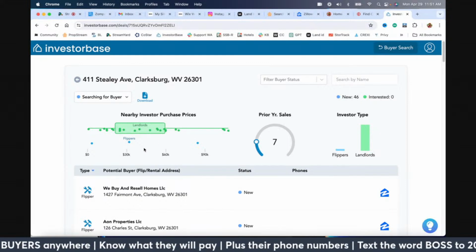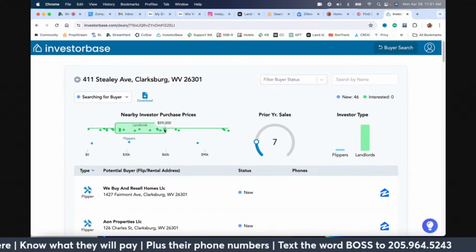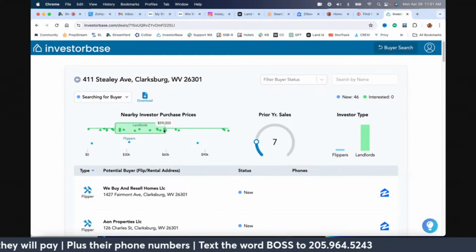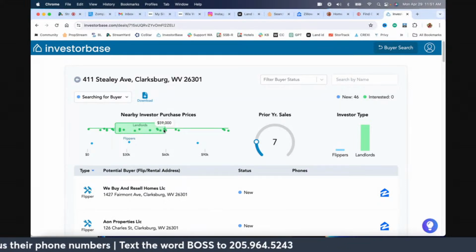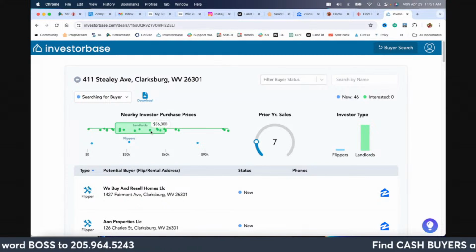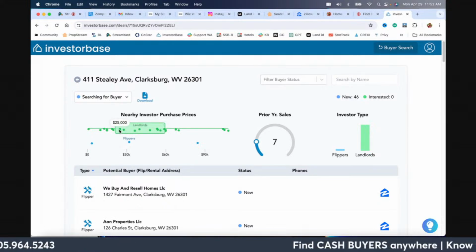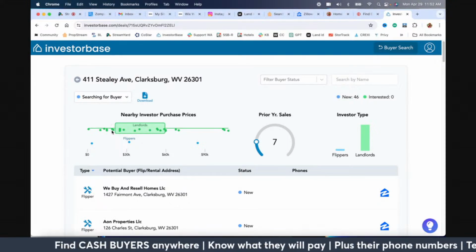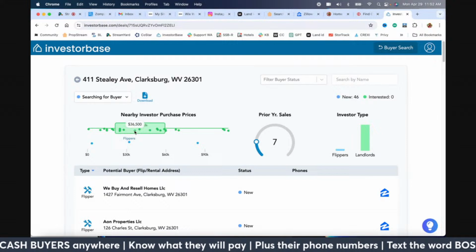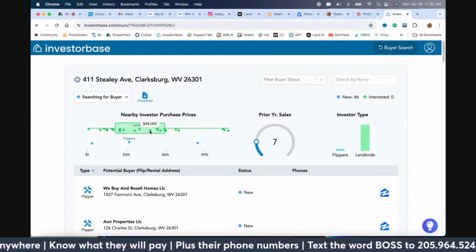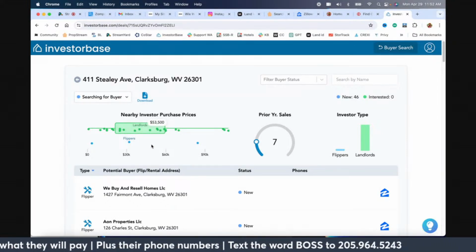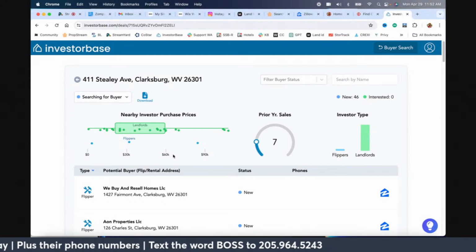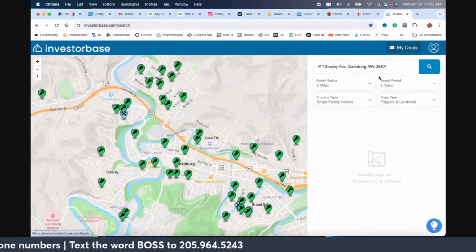So it looks like the highest price point that landlords will pay is 59,000, all the way down to the mid 20s. So if you get below 20, you're going to make some money, right? Below 25, you're going to make some money. A little activity here in the 30s, a little in the 40s. So I would be more confident on this particular property.